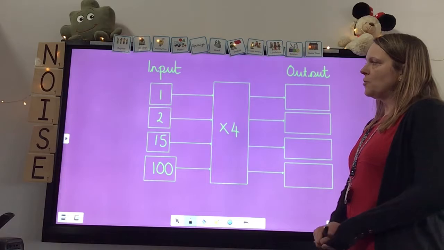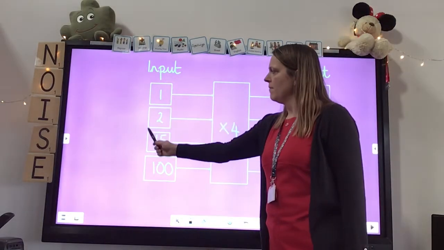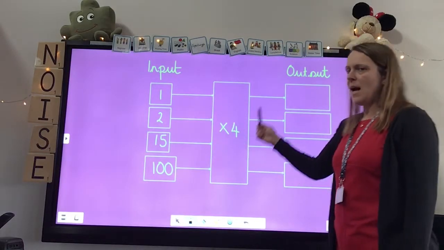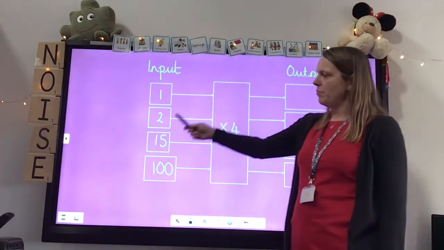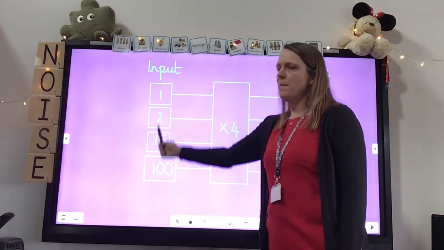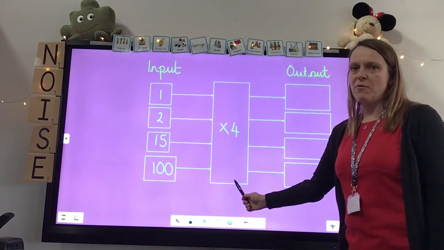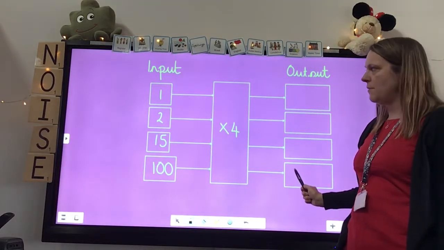Okay, this is called a function machine, okay? And in a function machine, I put something in, there's a function, so something happens to that number, and then I have an output, okay? This is the previous question represented as a function machine. So these are my numbers. I'm inputting the number of cars. My function is timesing it by the number of wheels, and my output will be the number of tyres that I would need for that number of cars.